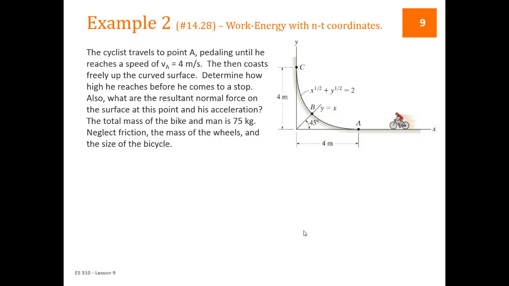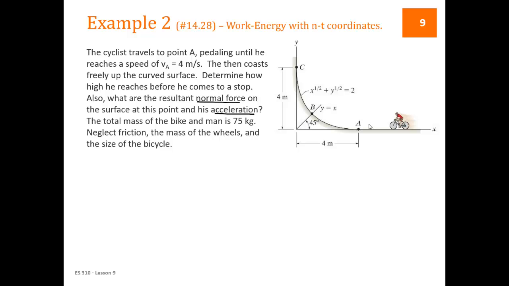All right, one more example. I want to throw in some NT coordinates because you haven't gotten away from them yet. So we have a cyclist. He pedals as fast as he can, reaches a speed of 4 meters per second at this point, and then coasts up the slope. And at some point he's going to stop, because he's coasting up this slope. We want to figure out how high he gets before he stops. And at the point that he stops, what are the normal force and his acceleration?